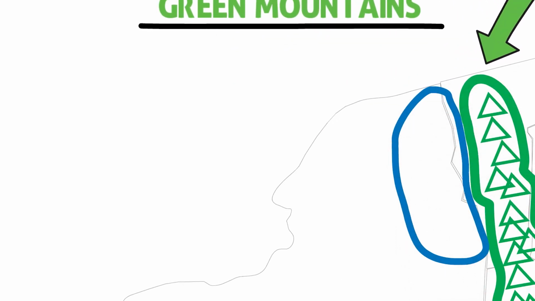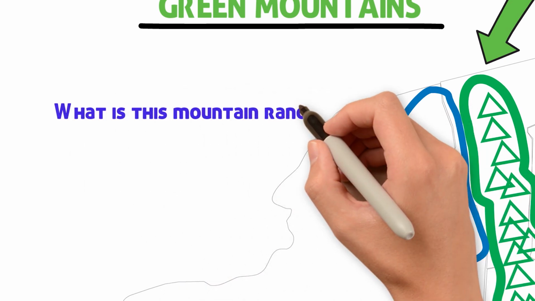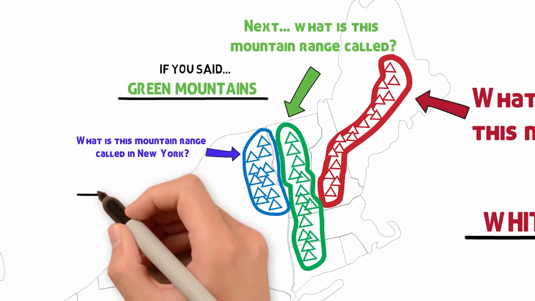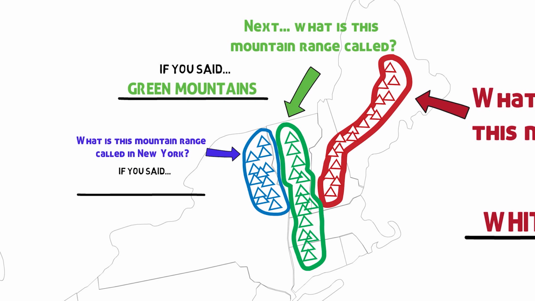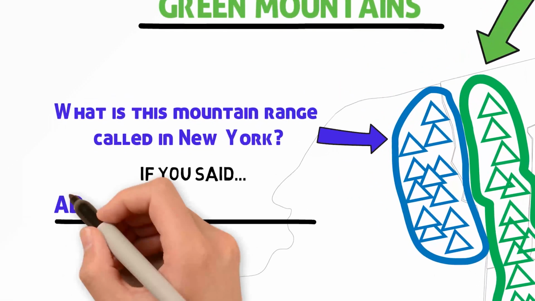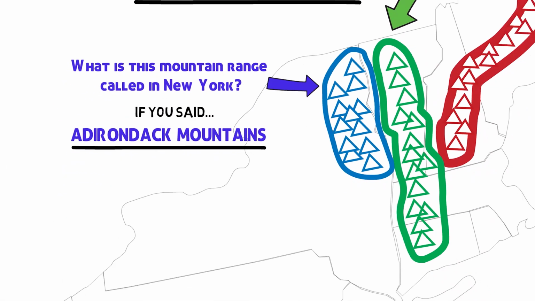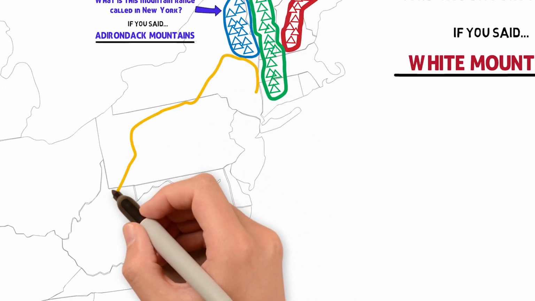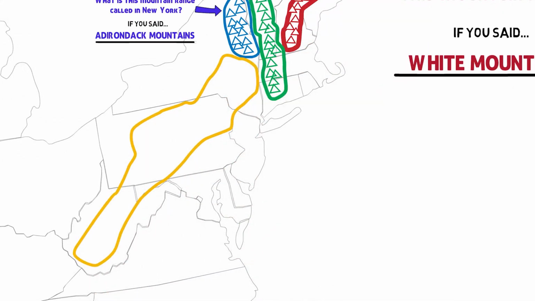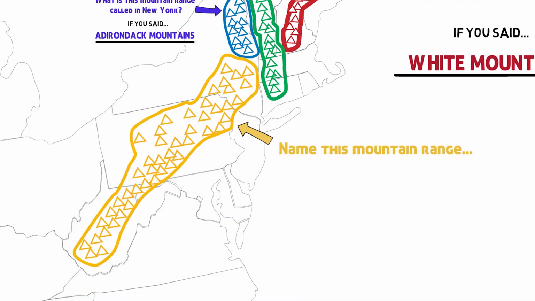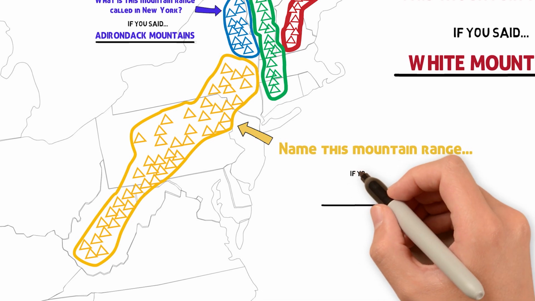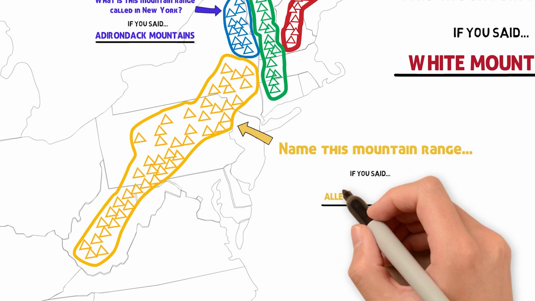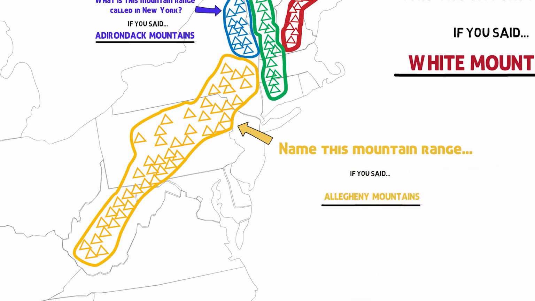What is the name of this range in New York called? If you said the Adirondacks, you would be correct. Name this mountain range. If you said the Allegheny Mountains, you would be right again.